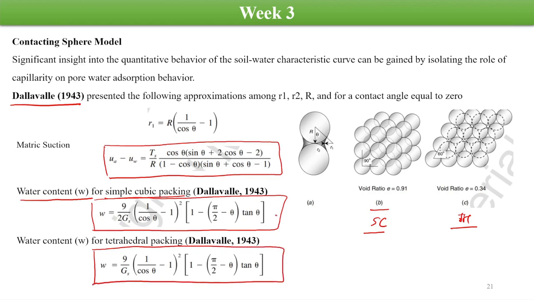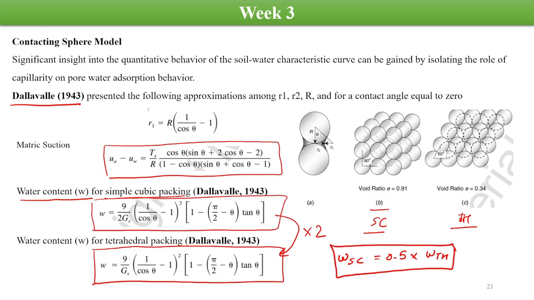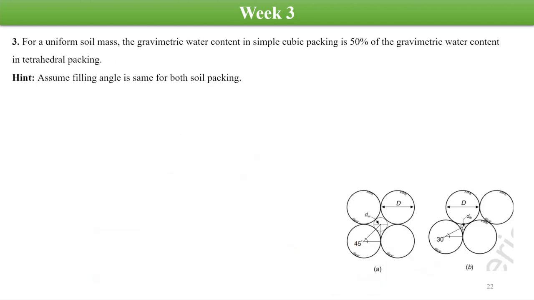So if we observe these two formulas, we'll see that if we multiply the first formula by 2, we get the second formula. This indicates that the water content in simple cubical packing is half of the tetrahedral packing, right? So water content in simple cubical packing is going to be 50% of the water content in tetrahedral. Or we can say the opposite, that the water content in tetrahedral packing is going to be 2 times the water content in simple cubical packing. So these are the two ways to say that.